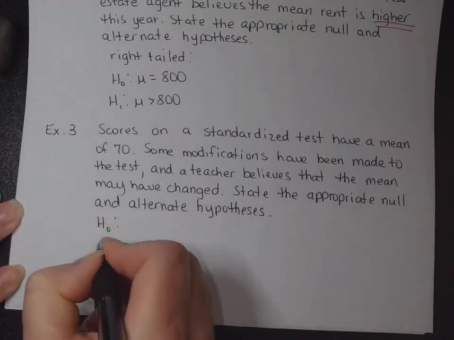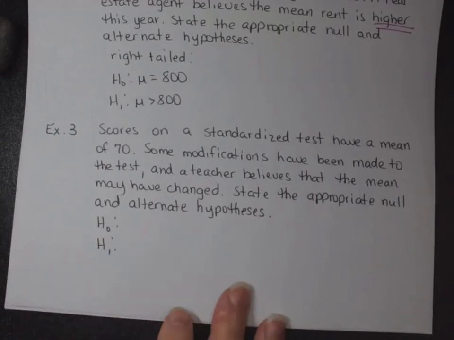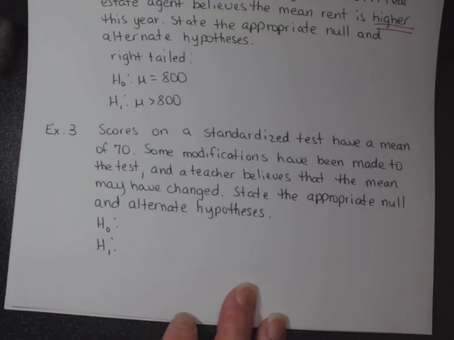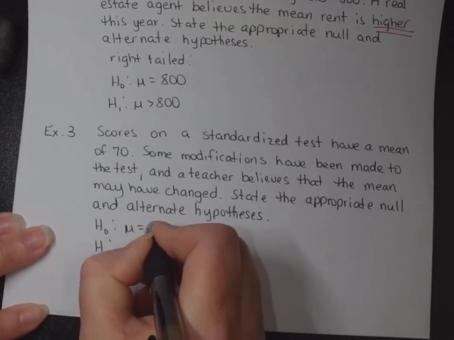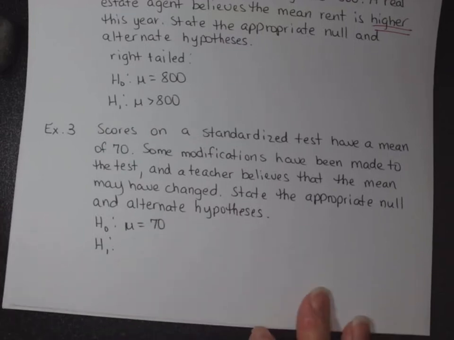So when you set up a hypothesis test, you always start here. It's always H sub 0, H sub 1. Okay, and your H sub 0 is always a very simple statement. We're just going to say, hey, we were told the mean was 70, or we think the mean was 70 originally.